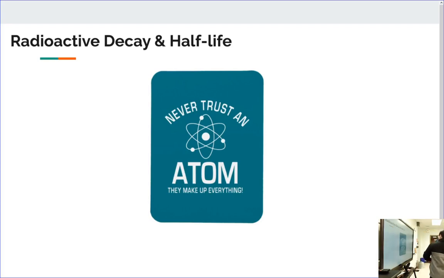Radioactive, Decay, and Half-Life. Here's your joke for today. Don't trust atoms. I never trust atoms because they make up everything.